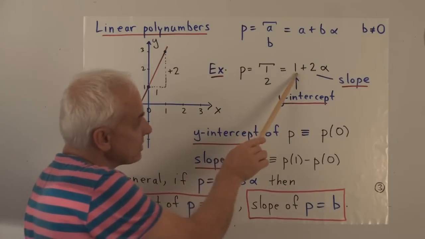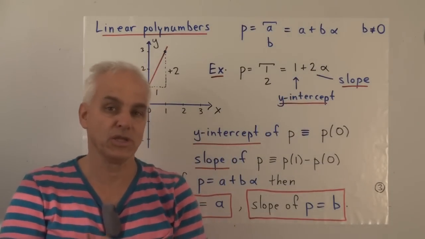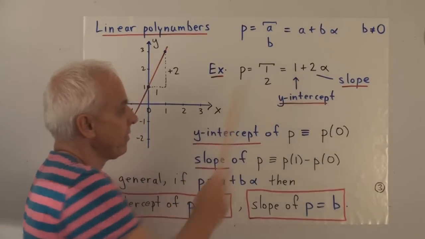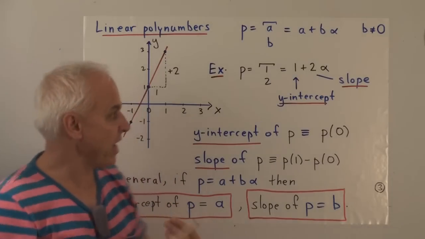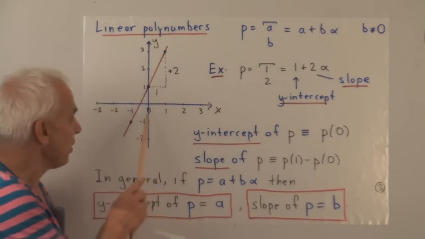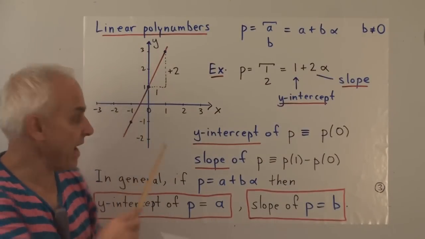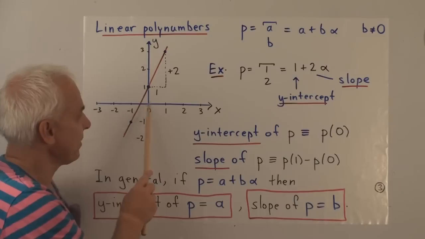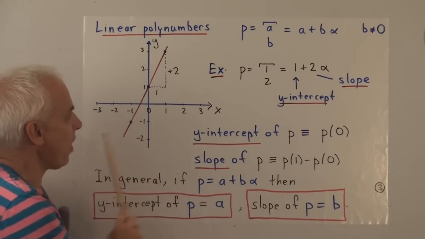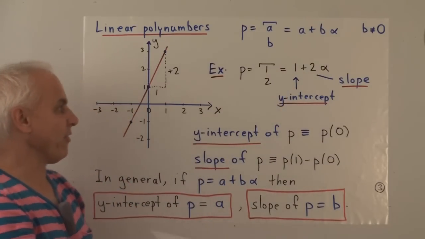Now the two coefficients, the 1 and the 2, have a natural and important geometrical interpretation. What's the meaning of this 1? Well, that's the value that you get when alpha is 0. In other words, it's the coefficient of y right above the x equals 0 point. That's usually called the y-intercept. So here the y-intercept is 1 because the 0th coefficient of this polynumber is 1.